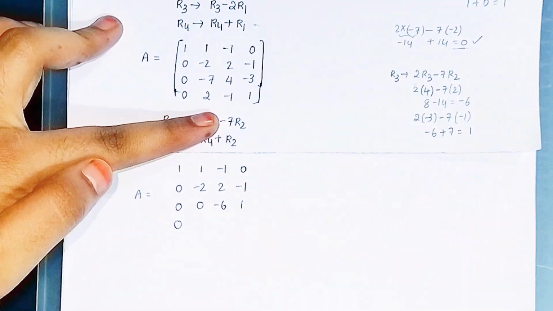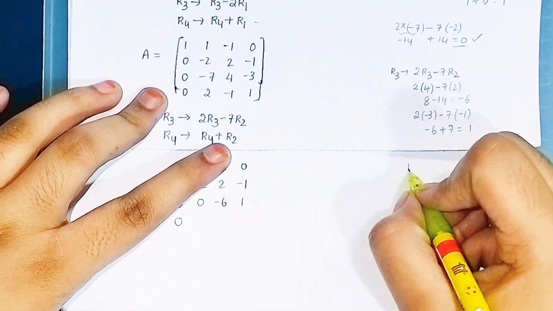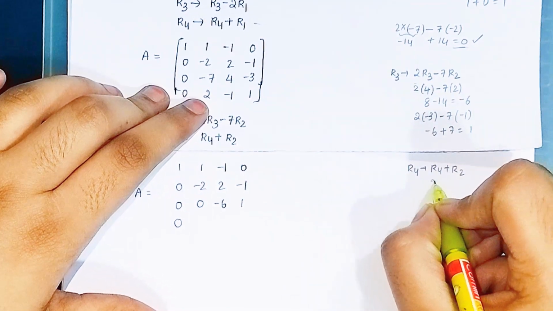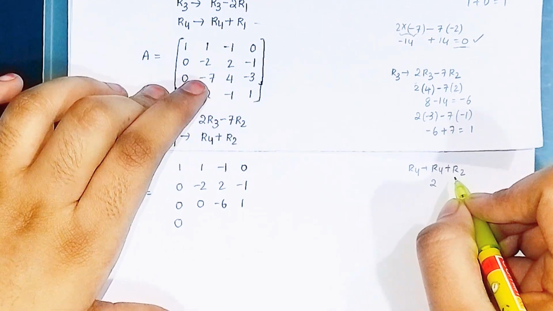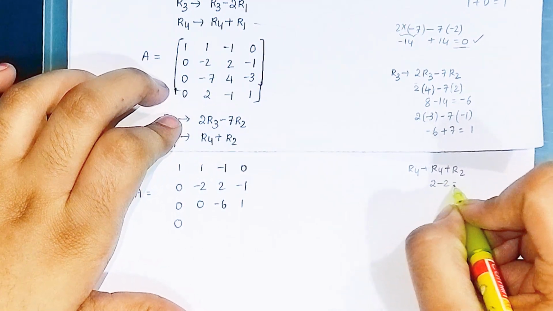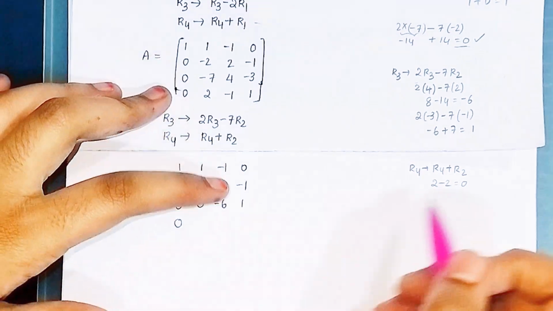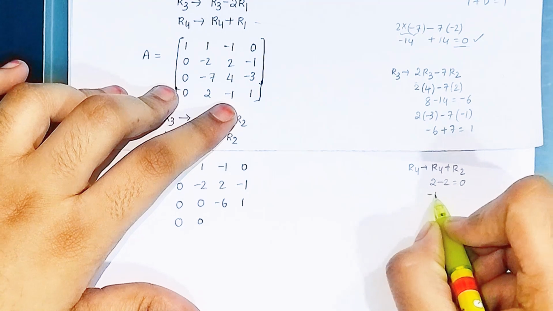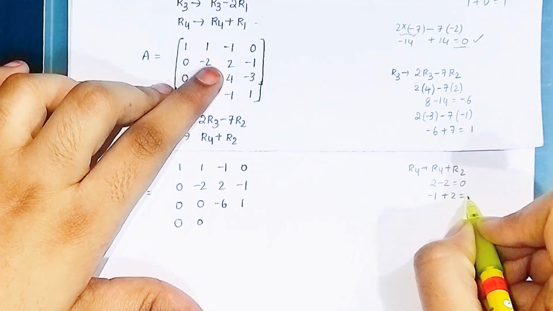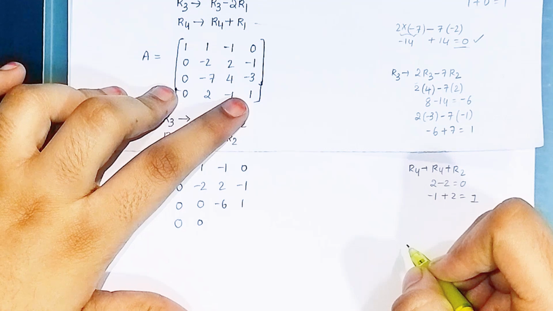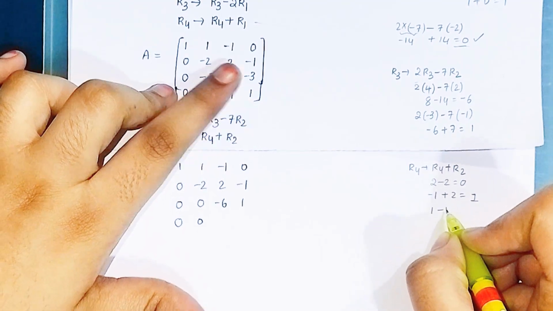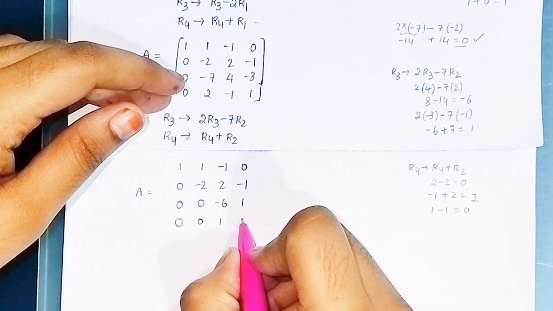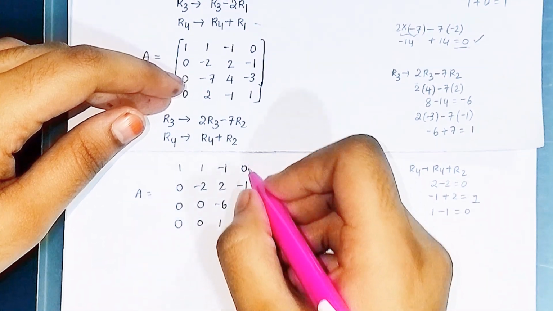Similarly, we have to solve the question further. So we have the fourth row, R4 tends to R4 plus R2. Now what we have, 0 0 nothing, 0 we have written already. Next 2 plus of minus 2, nothing but 2 minus 2, which is 0. Basically we wanted to make it 0, that is why we get 0. Next we have minus 1 plus 2, which is nothing but 1. Next we have 1 minus 1, which is nothing but 0. So we got 0 0 1 and 0. So this is the matrix which we got.